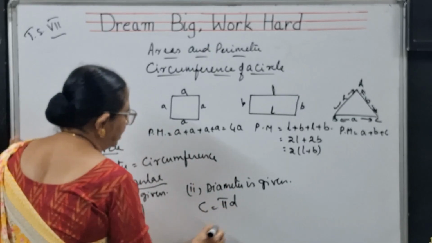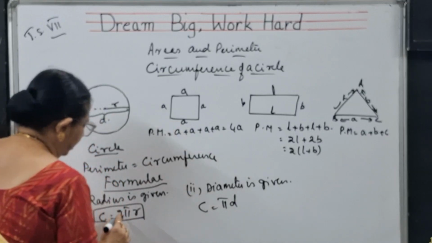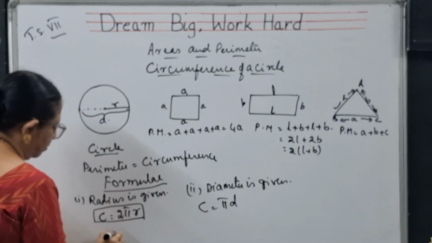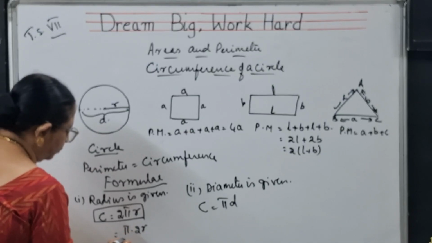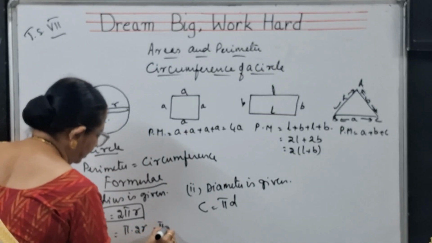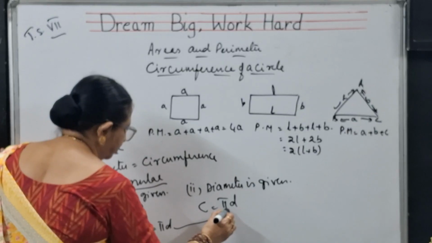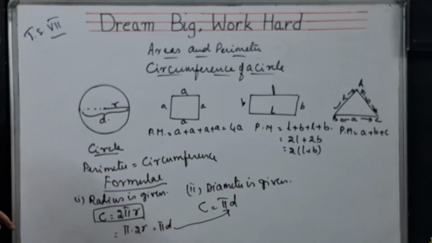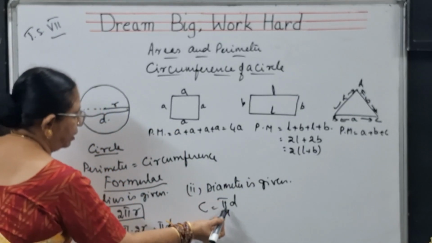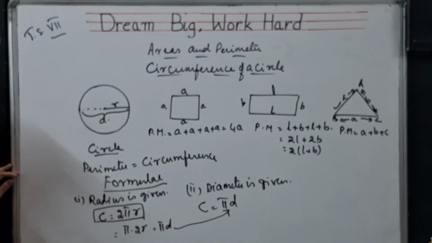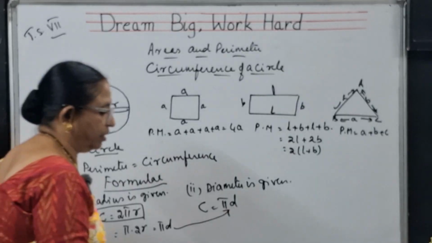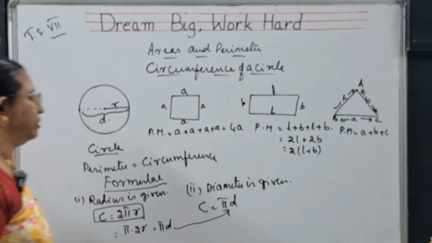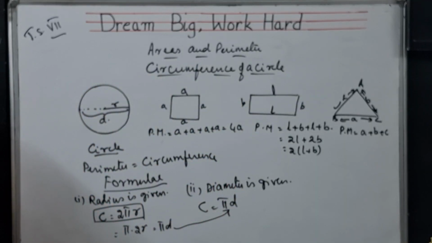In fact, this pi d can also be derived from this, children. This is 2 pi r, which means pi into 2r. 2 times r is nothing but d. So this and this will be the same. Usually when the diameter is given, pi d is the formula we use. When the radius is given, 2 pi r is the formula that we use for circumference. As a small introduction, children, please note it down.